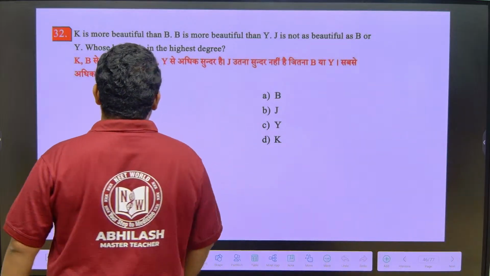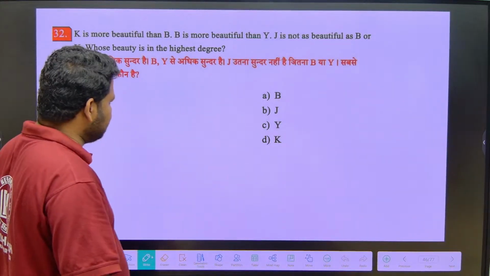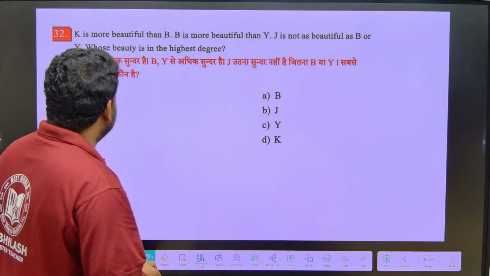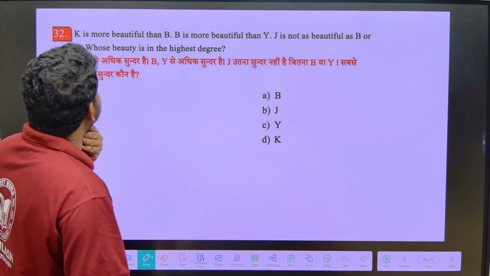Okay, beautiful. There is no point in comparing beauty. Everyone is beautiful in their own unique way. Anyways, the question is given. K is more beautiful than B. Okay.